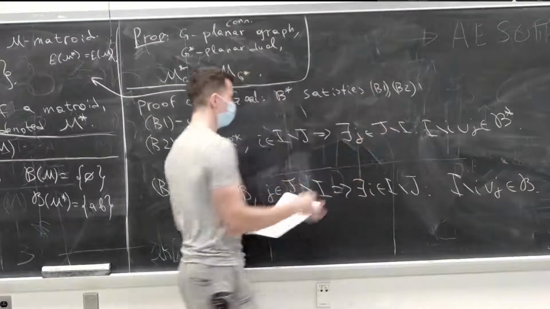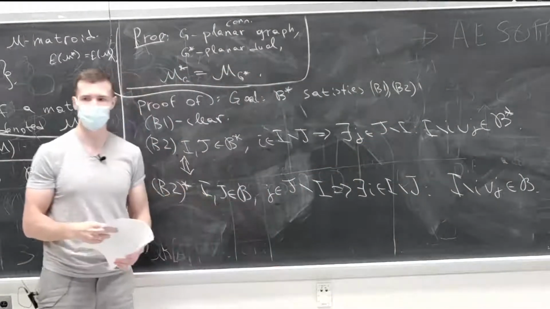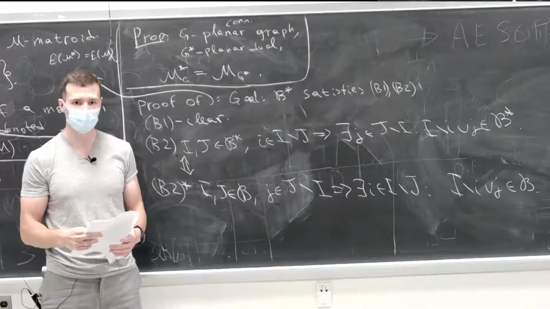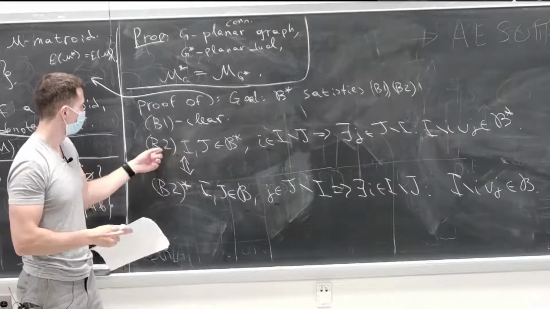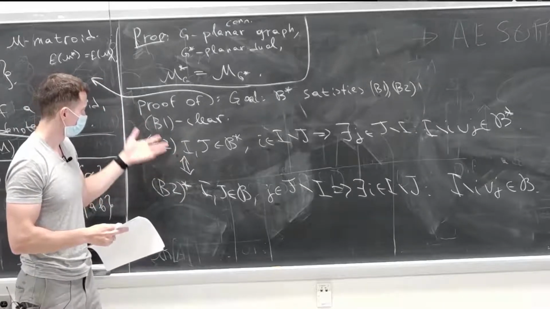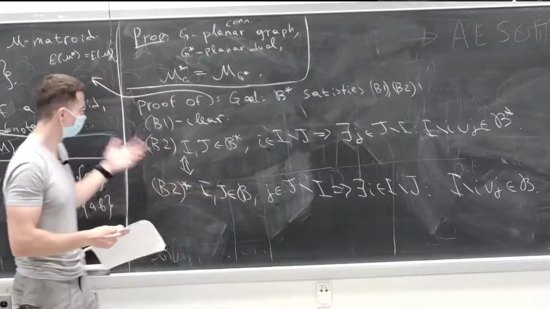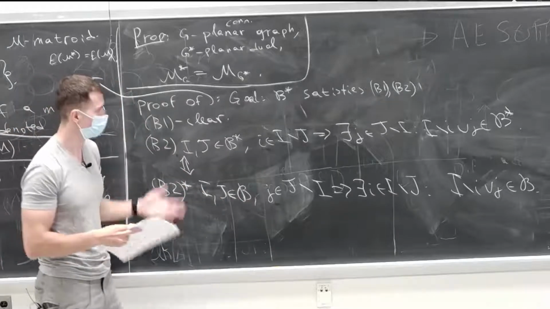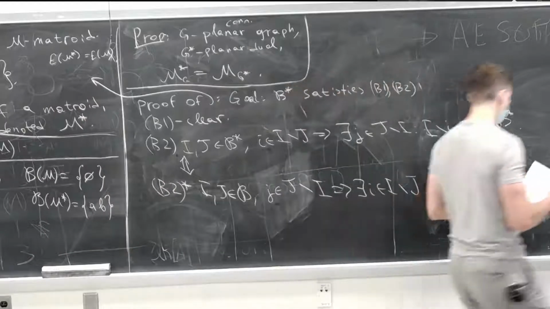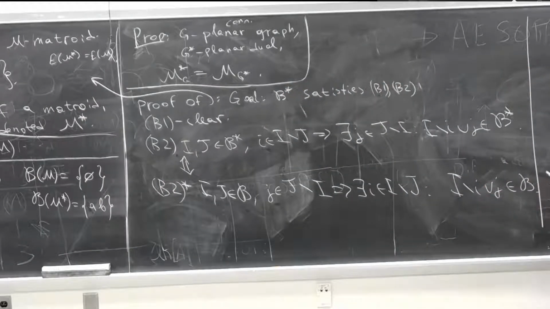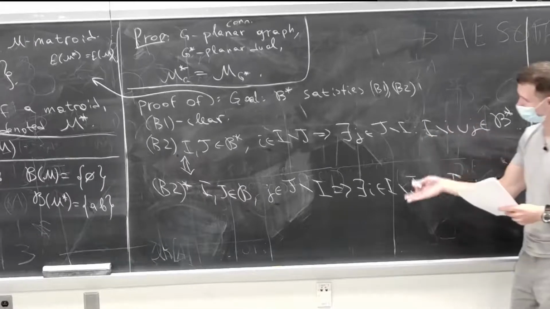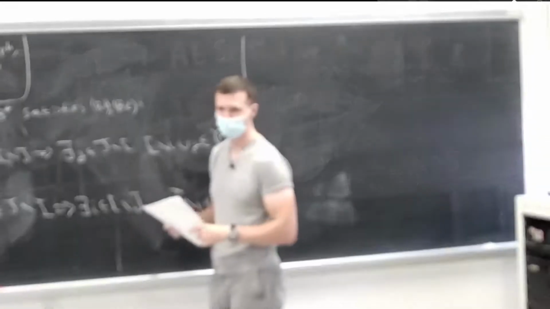Now this is not the same axiom as B2. It's a different statement, and you have to prove that the original set of bases, which satisfies the usual B2, also satisfies this dual B2. So how do I prove this? If you try to prove it directly from bases, it's actually pretty non-trivial.